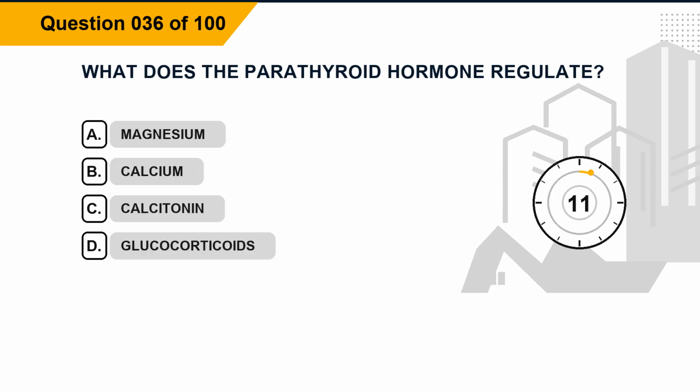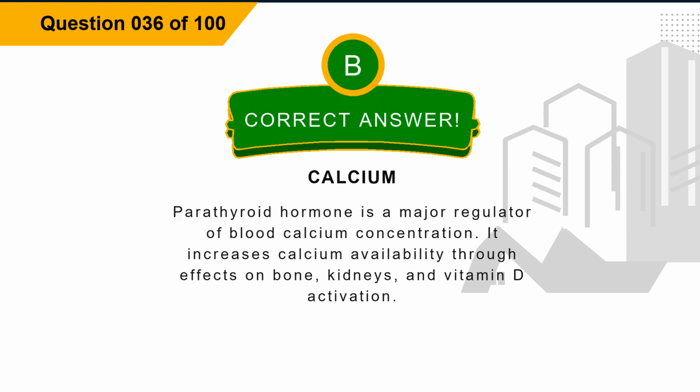Question 36. What does the parathyroid hormone regulate? Option A, magnesium. Option B, calcium. Option C, calcitonin. Option D, glucocorticoids. The correct answer is option B, calcium.